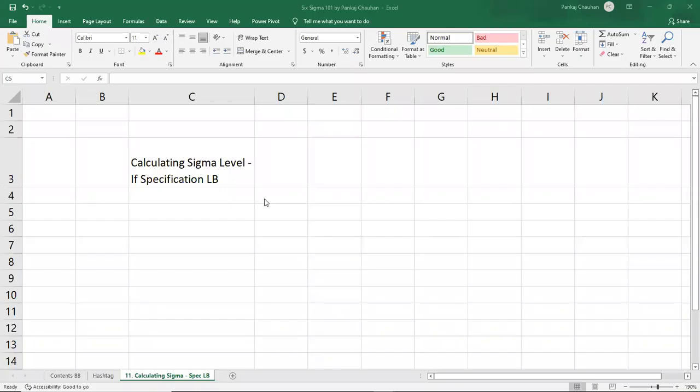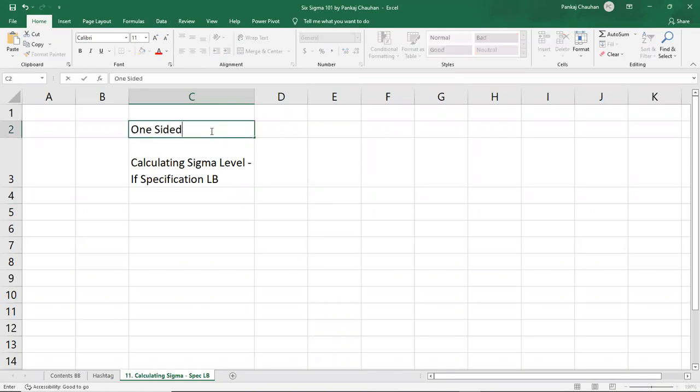Hey people, welcome back. In today's session, we are going to learn how to calculate the sigma level of the process when your specification is lower is better. Still, we are talking about the one-sided specification only.